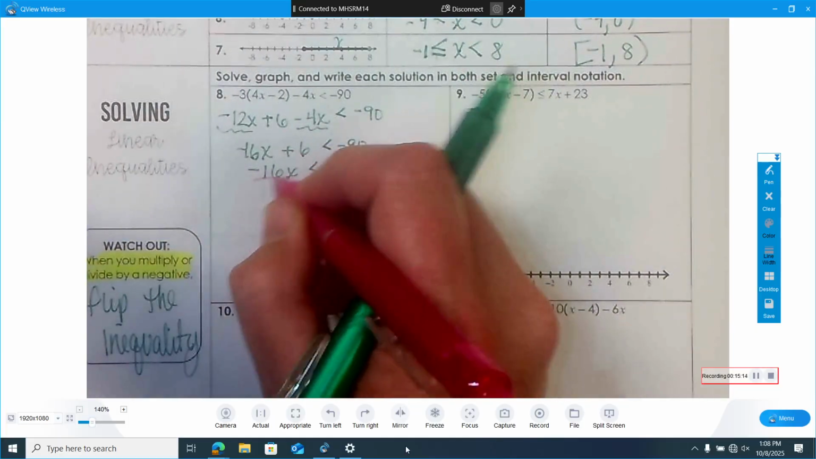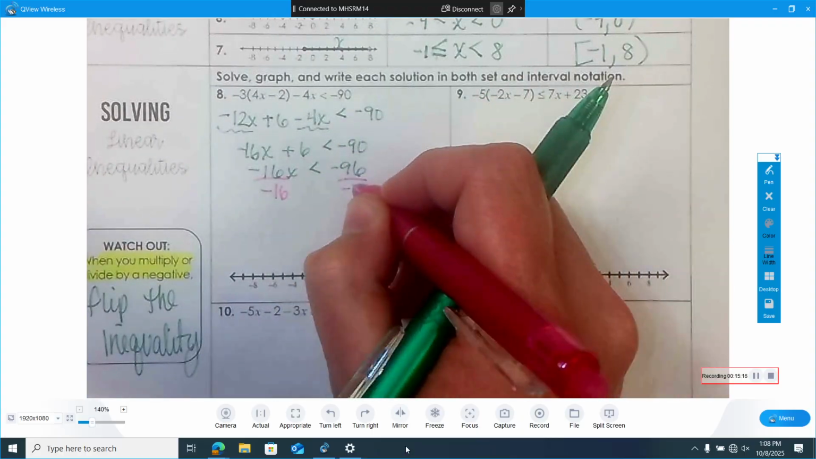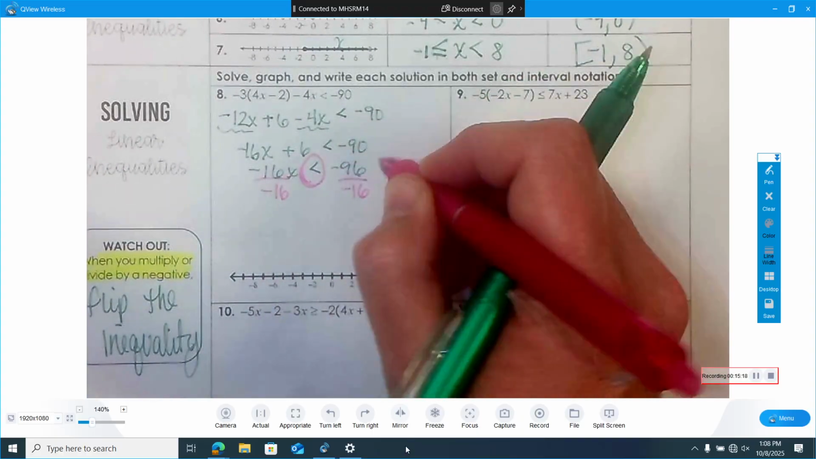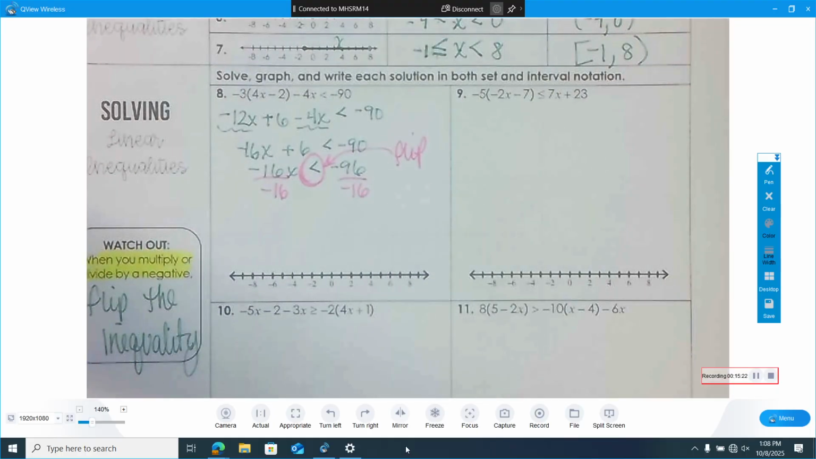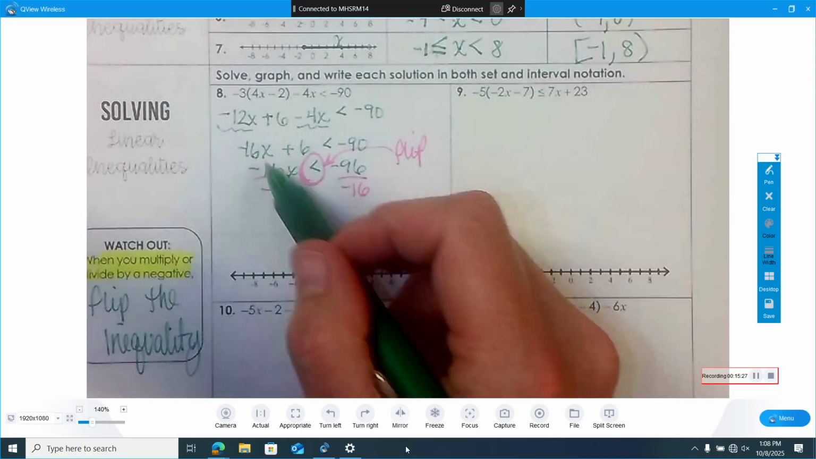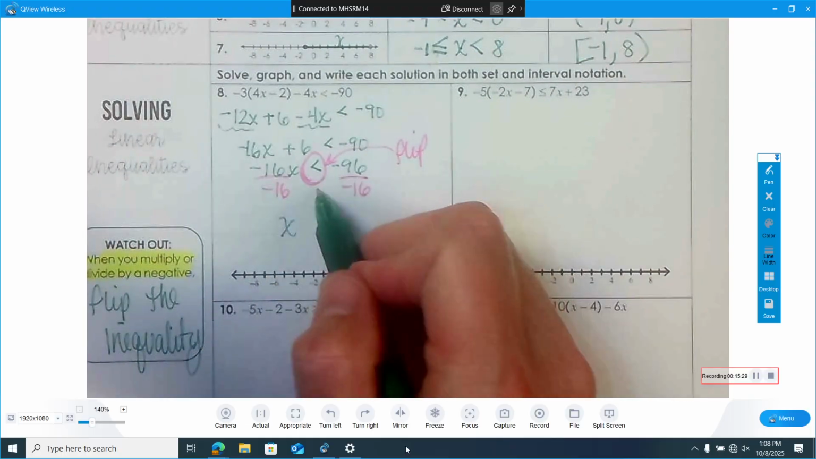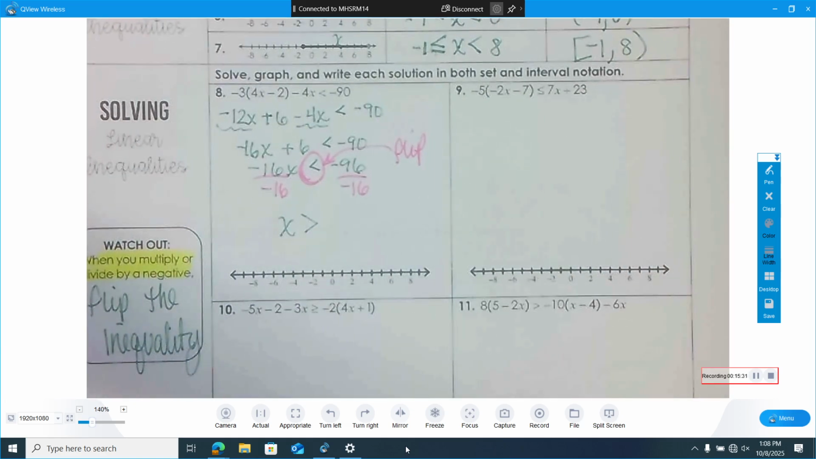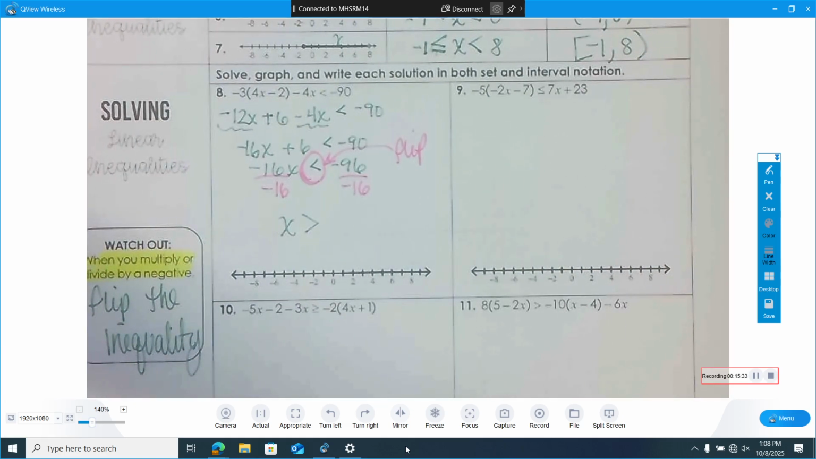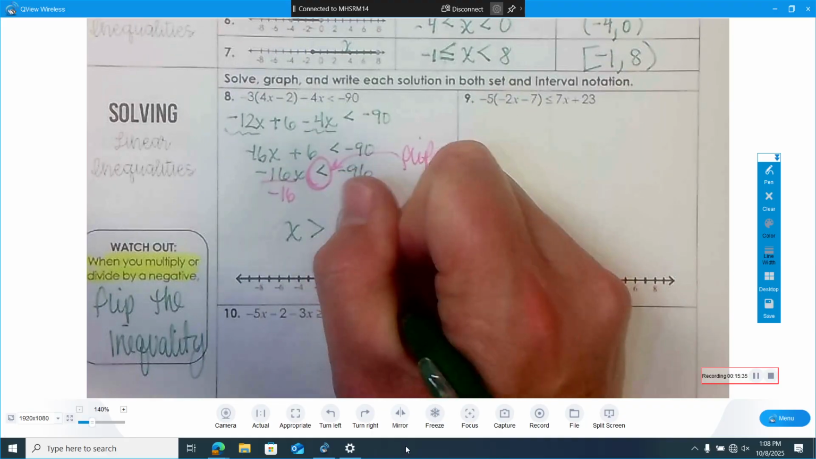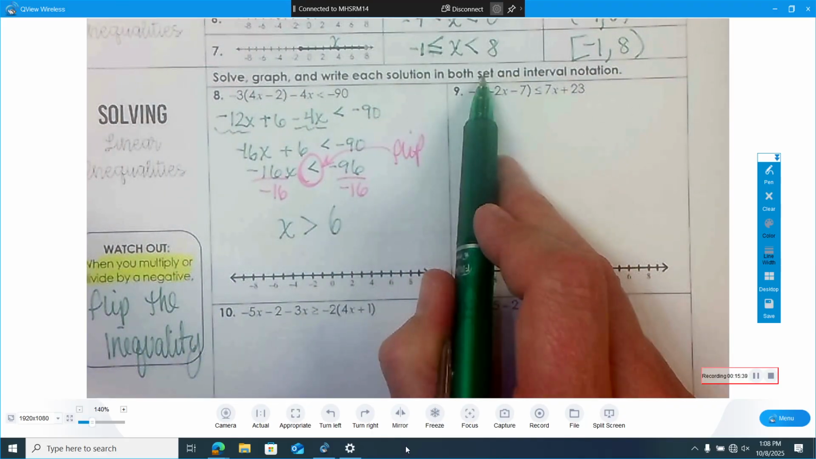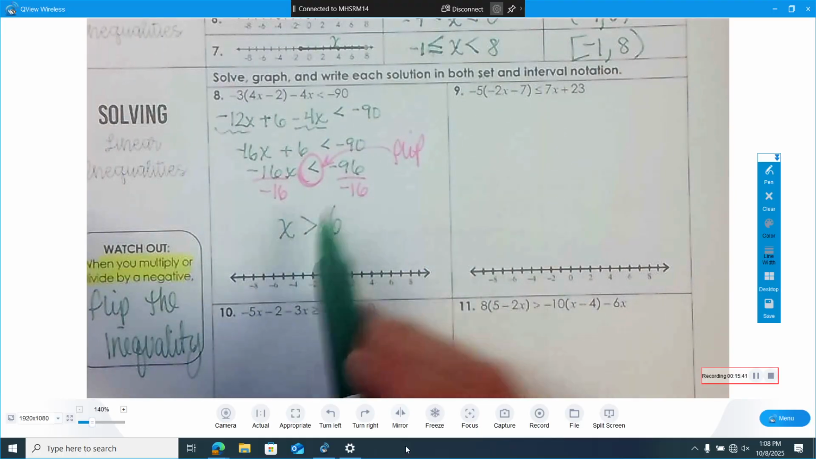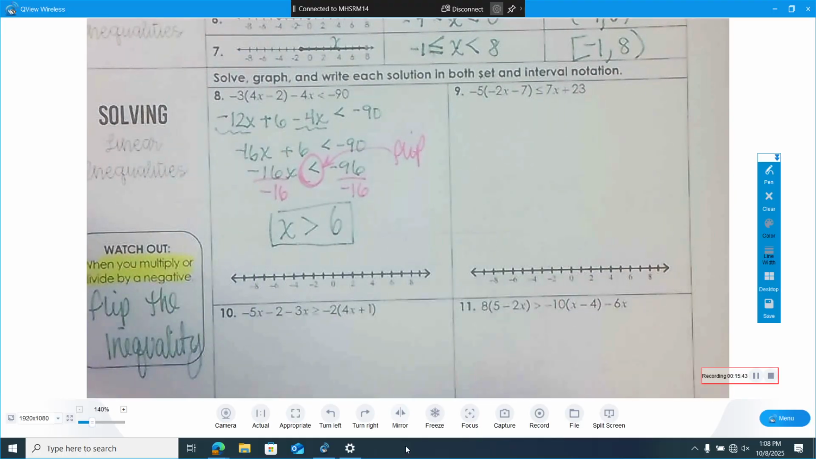Divide by negative 16. If we are multiplying or dividing by a negative, we must flip that inequality because we're negating the whole thing. So we have to negate that symbol as well. And so here we get an x, we flip our inequality so it switches direction, and 96 divided by 16 is 6. All right, this is already inequality notation, so I'm fine with that as your solution.